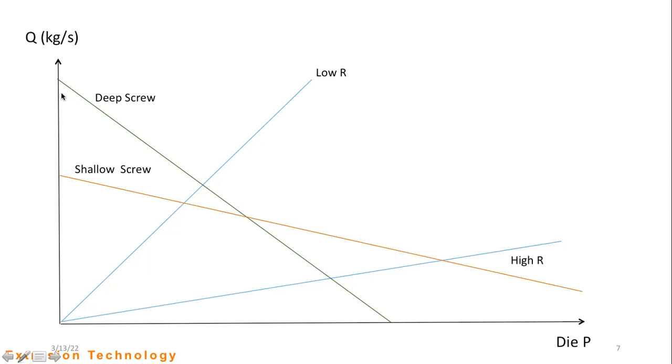Right? So if it is a deep screw, you can see the quantity is higher. It means the efficiency is higher. It means the output is higher, but pressure is lower. If it is a shallow screw in an extruder, the Q is lower than the first one.